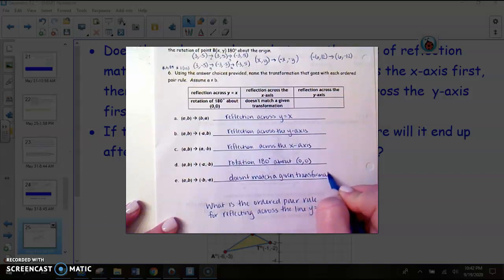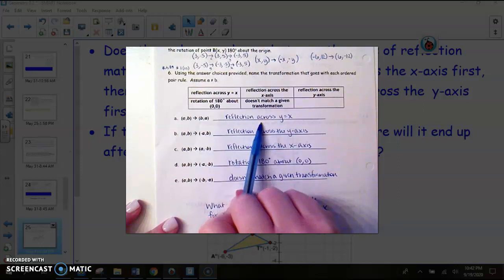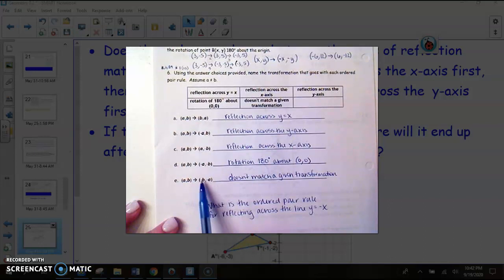So we have one where they switch places. That's the reflection across y equals x. We have one where both of them change signs. That's the rotation of 180 degrees around the origin. But there is one that exists that does both. Changes their position and their signs at the same time.